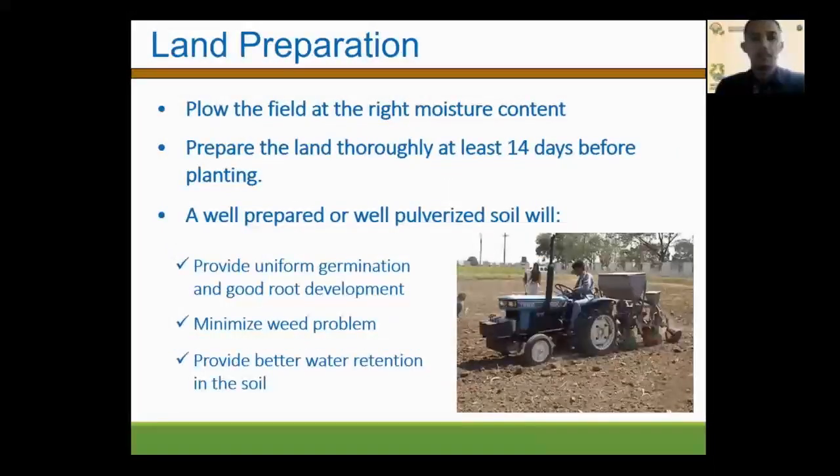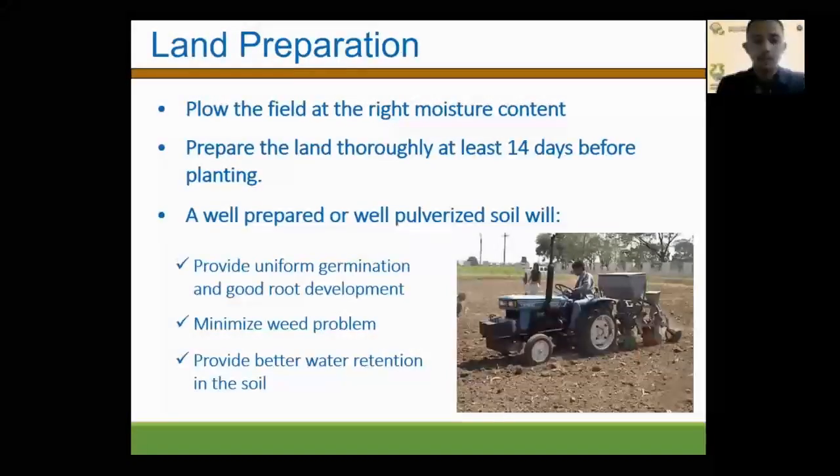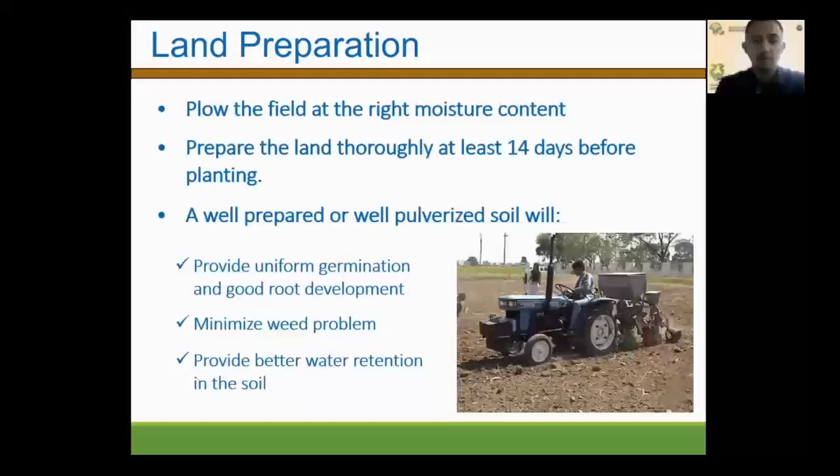And plow the field at the right moisture content. Prepare the land thoroughly at least 14 days before planting. A well-prepared soil provides uniform germination and good root development, minimizes weed problems, and provides better water retention in the soil. Again, depending on the local conditions, this land preparation may be different. The standard or most common practice is 2 plowing and 2 harrowing of the land.